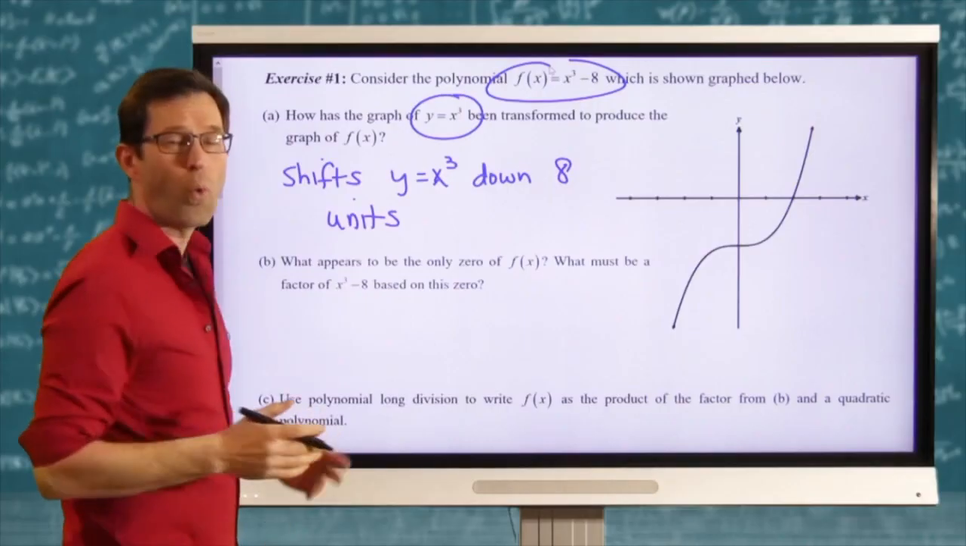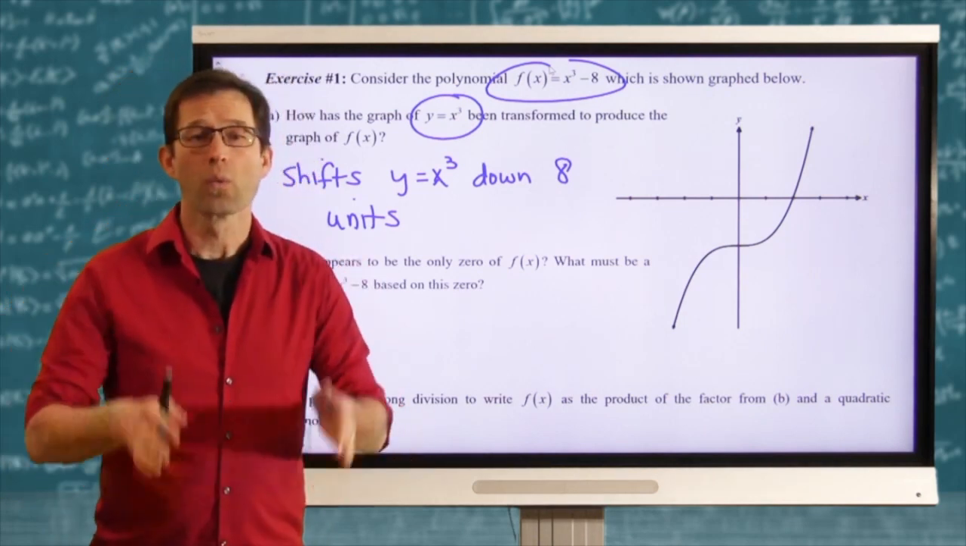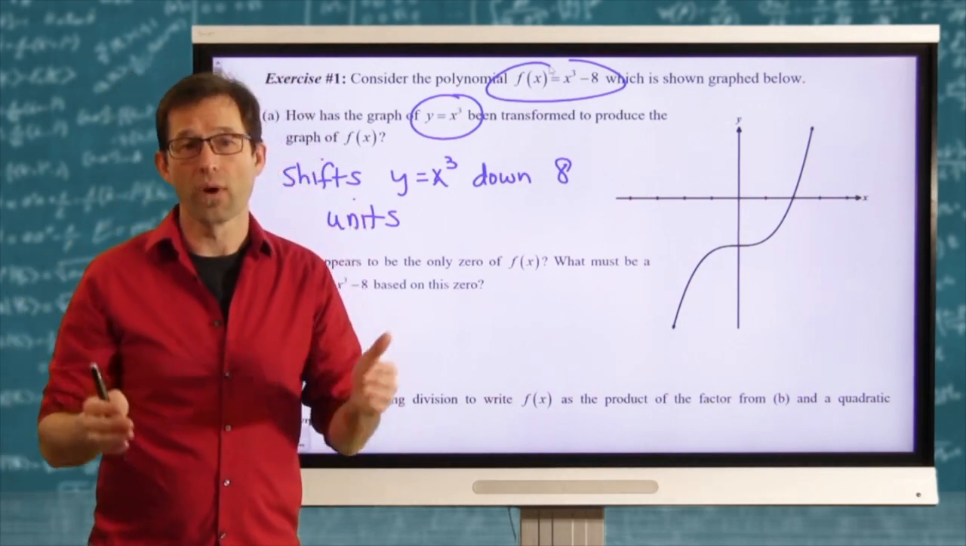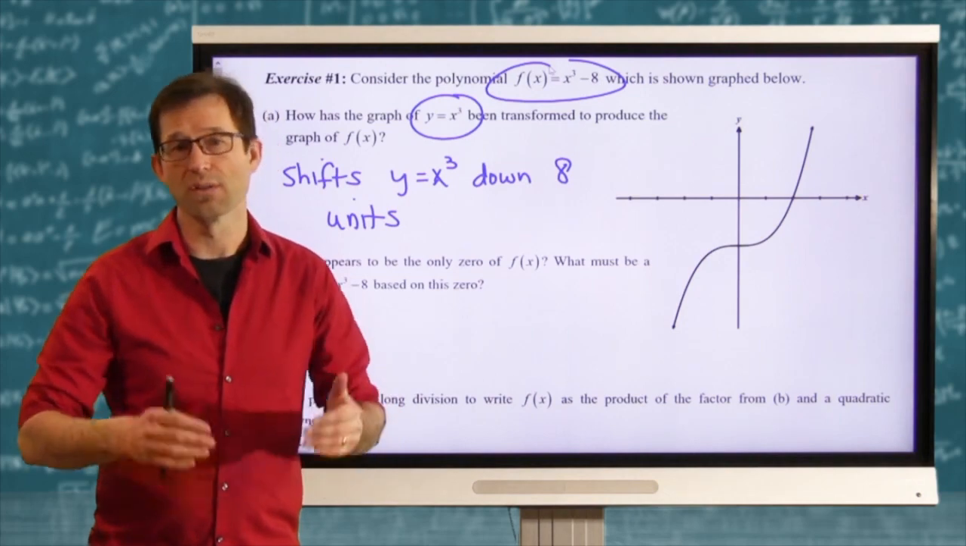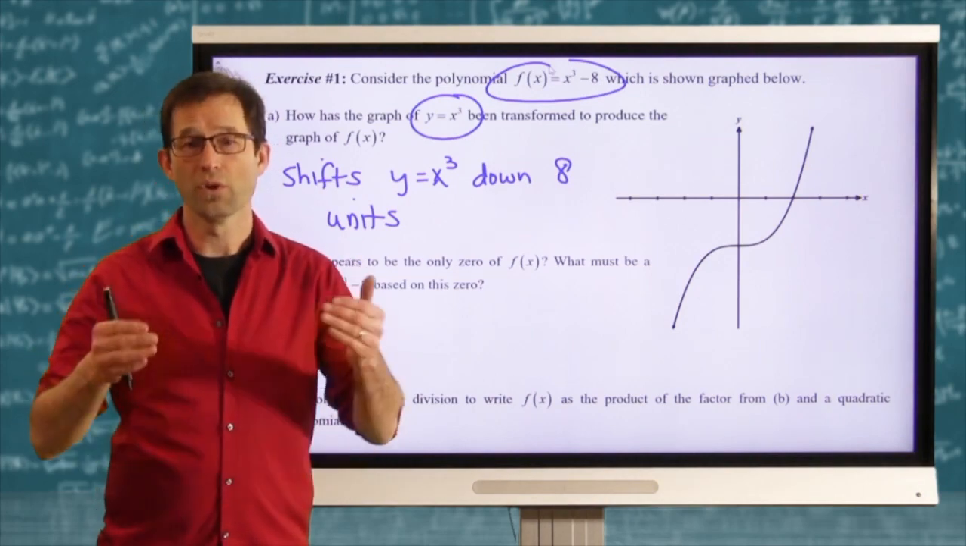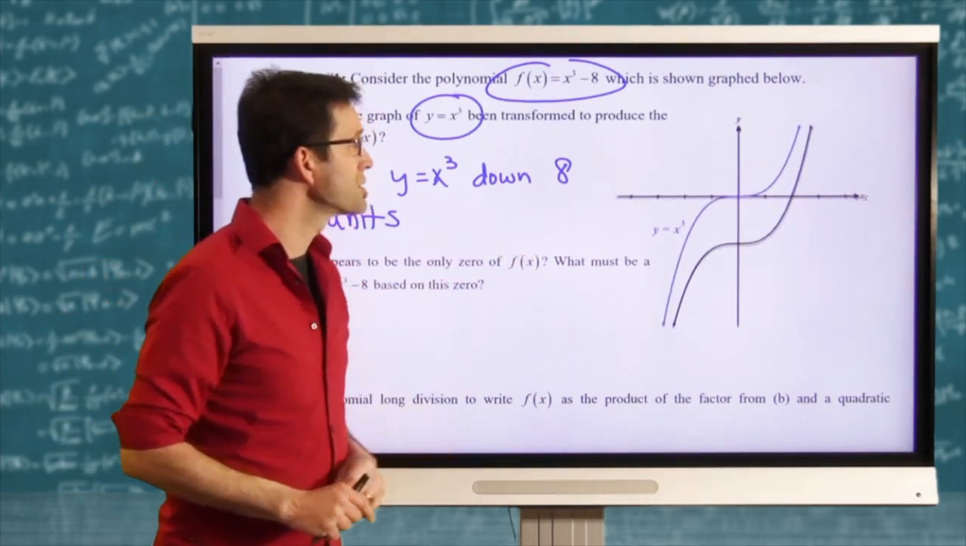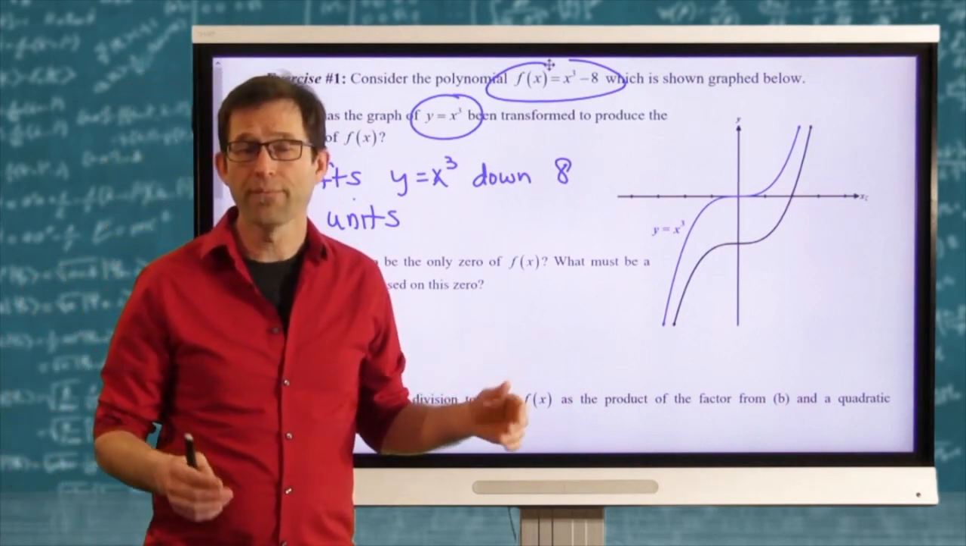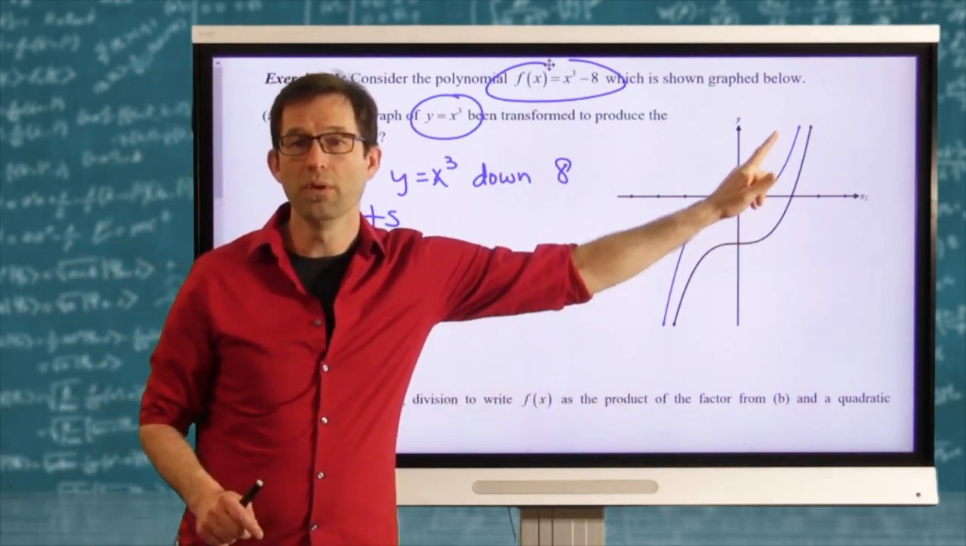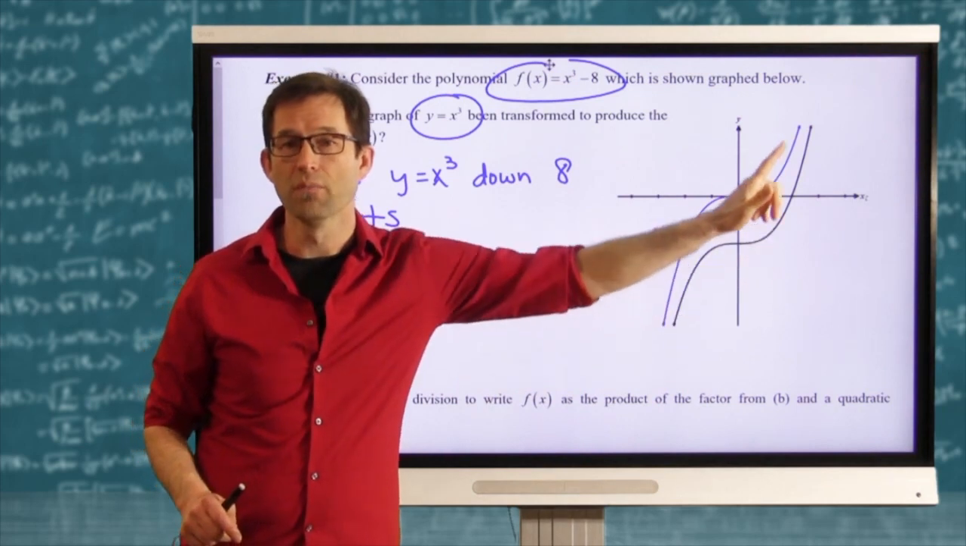When we subtract or add to an overall function, we're vertically shifting it in the direction of that addition or subtraction. Subtract, we shift down, add, we shift up. And then that produces, right, a graph. Here's y equals x cubed in the blue, y equals x cubed minus 8 in the black.